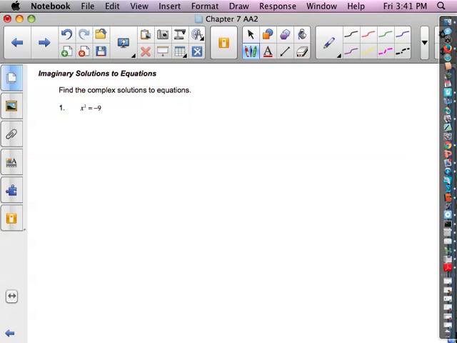Okay, imaginary solutions to equations. So when you are solving an equation, now in the complex number system, you can have an imaginary solution. So here I have x squared equals 9. So now when I take the square root of both sides, I'm going to get x is equal to plus or minus the square root of negative 9. That will become x is equal to plus or minus i square root of 9, which then becomes x is equal to plus or minus 3i. As we work through simplifying those imaginary numbers.